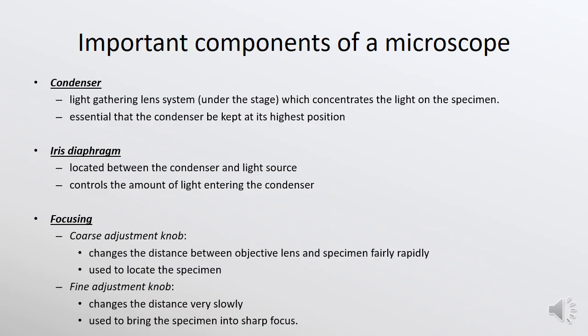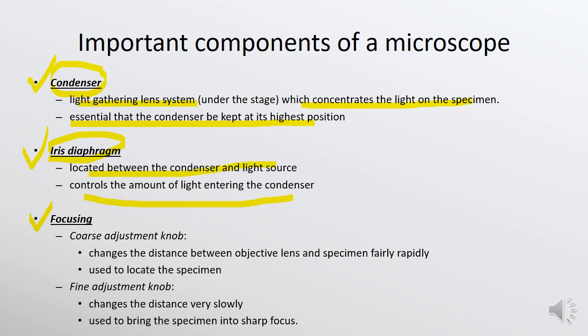Other important components of a bright field microscope are the condenser, iris diaphragm, and focusing. The condenser's function is as a light gathering lens system, which concentrates the light onto the specimen. It is essential that the condenser be kept at its highest position. The following one is the iris diaphragm. It is located between the condenser and the light source, and controls the amount of light entering the condenser. For your practical one, please do not disturb the condenser and the iris diaphragm. They have already been adjusted for you, so you don't have to worry about that.